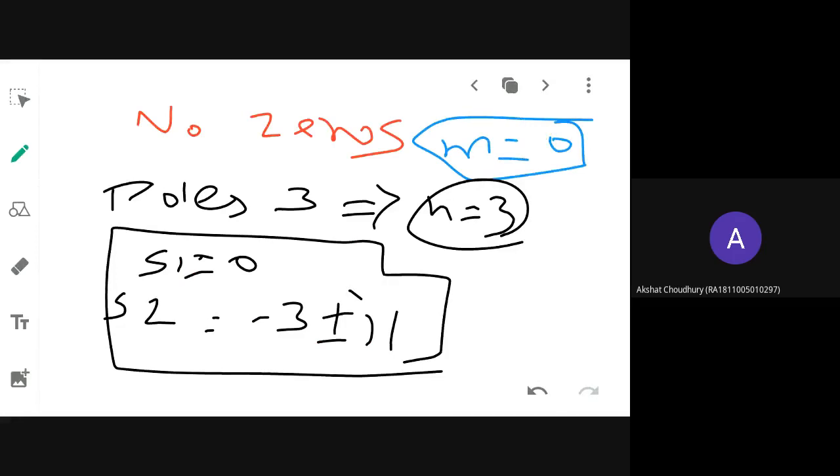2j or 1j? Check it properly. 1j or 2j, Akshat? 2, ma'am, 2. Let me check with the problem, or otherwise I have written it wrong.